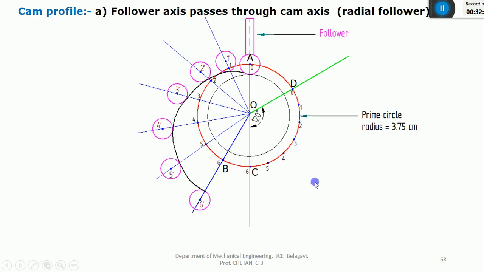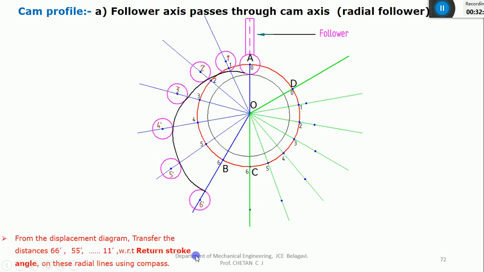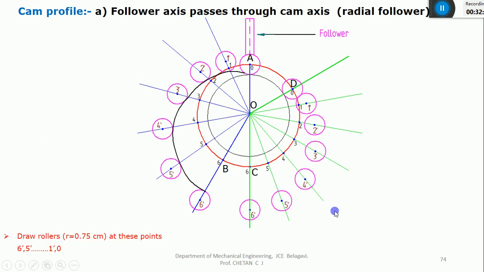I got these 6 points. I'll draw the radial lines and extend them to some convenient distance. Again, I'll transfer the distances from the displacement diagram corresponding to the return stroke angle. I'll get these 6 points from 6 dash to 1 dash. I'll draw the circle with a radius of 0.75.